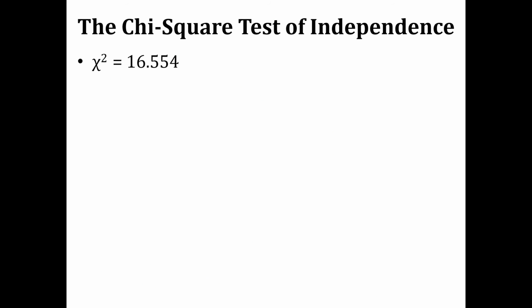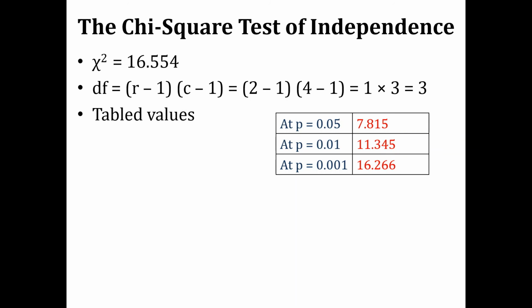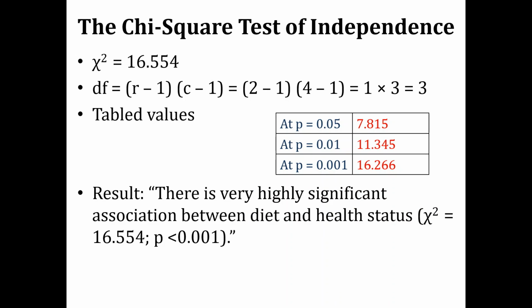So chi-square value is 16.554, degree of freedom is 3, the table values are 7.815 at probability of 0.05, at probability of 0.01 it is 11.345, at probability of 0.001 it is 16.266, and our calculated value is greater than all of these values. So we are going to say that there is a very highly significant association between diet and health status. So chi-square is equal to 16.554 and probability is less than 0.001. That is why our result is very highly significant. So I think this is clear.